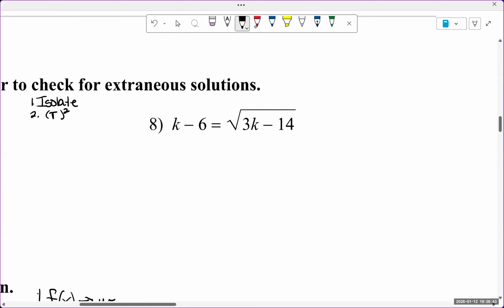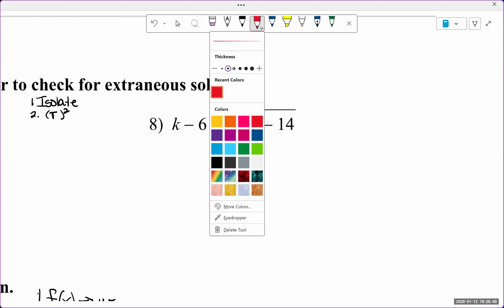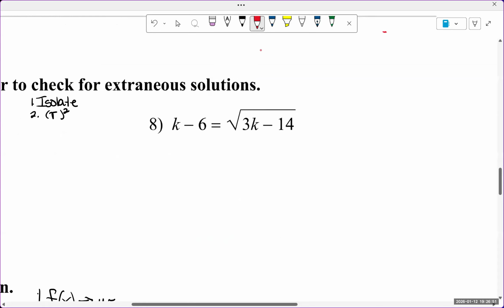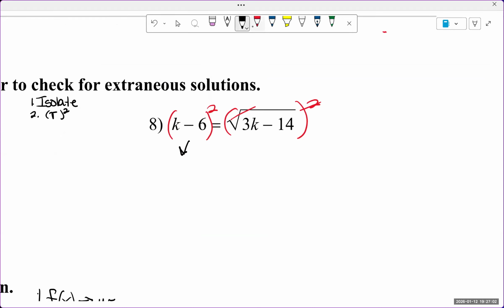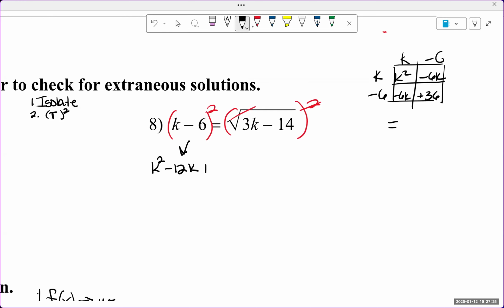Number 8. Okay, the square root has been isolated. So this one's a little different. There's now two terms over here. Square both sides. The square root cancels the squared. But now we have to make a box. So this is going to be k squared minus 12k plus 36. And we bring down 3k minus 14.